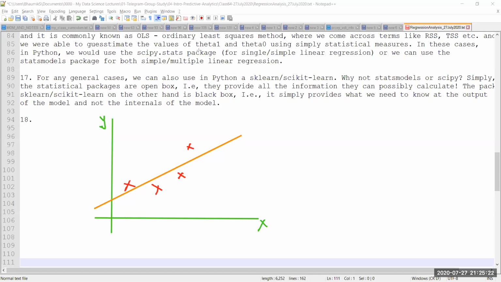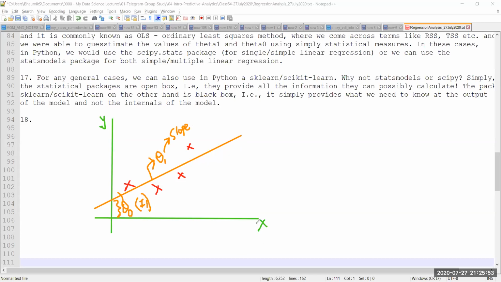Okay, now obviously, this is my theta 0, or this is my intercept, right? This is my intercept. And this angle, this slant is my theta 1, right? So this is my slope, okay? What is the meaning of these two things? If we are able to understand the meaning of these two things, we will be able to reciprocate this concept from single linear regression.